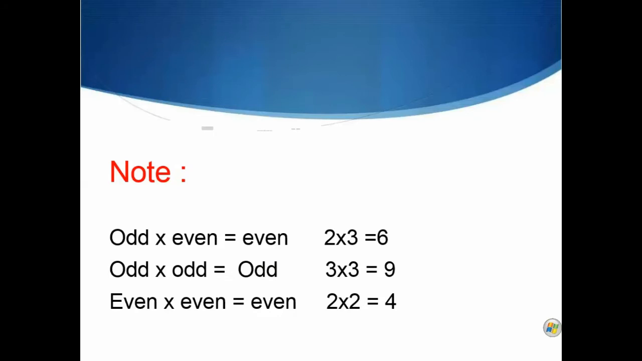Note, if we have odd number multiply even number, the product must be even. Like 2 times 3, 2 is even and 3 is odd, the product equals 6. Odd multiply odd, the result will be odd, so 3 multiply 3 equals 9. If we have even number multiply even number, the answer will be even, like 2 multiply 2 equals 4. Okay? Now, let's go to our booklet.